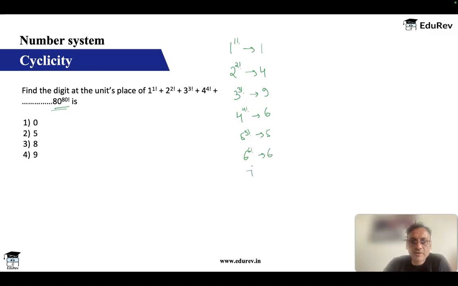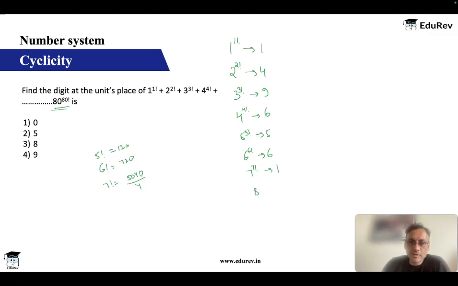7 to the power 7 factorial. Now 7 factorial will be how much? 5 factorial is 120. 6 factorial is 720. So 7 factorial will be 720 into 7, which is 5040. This I will divide by 4, and you can see that it gets fully divided, so the remainder will be 0. So it will be the fourth power. 7, then 7 into 7 is 49, so 9, 9 into 7 is 63, so 3, 3 into 7 is 21, so 1. So this will give you 1.